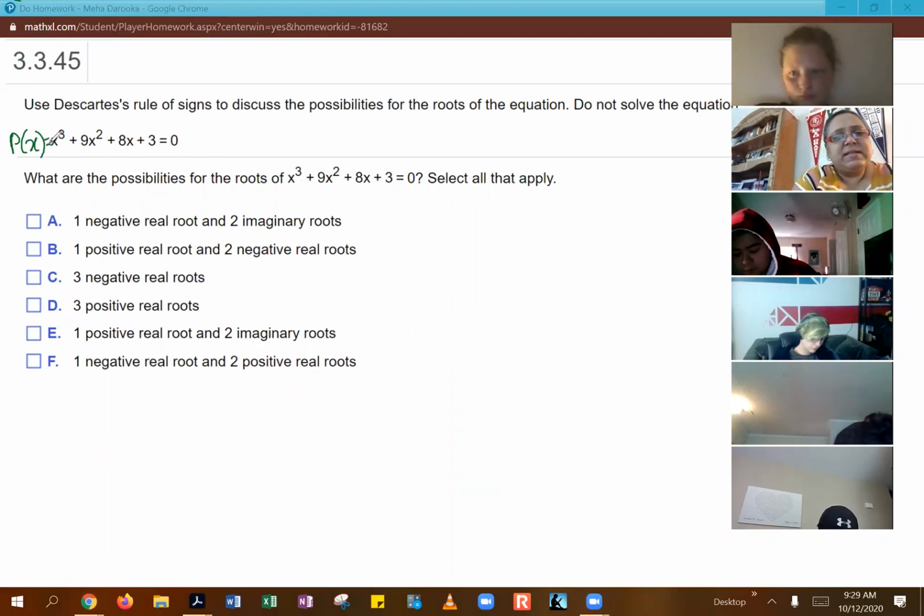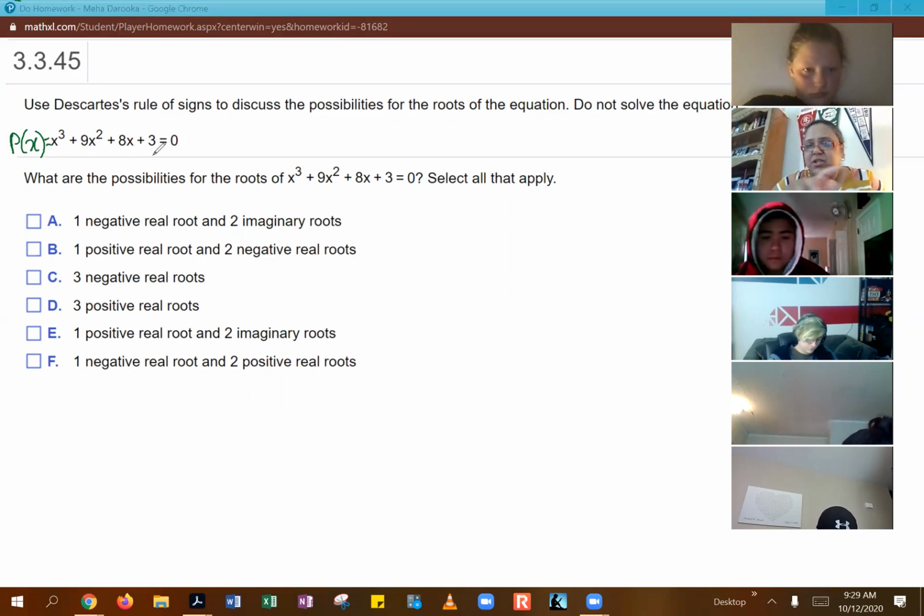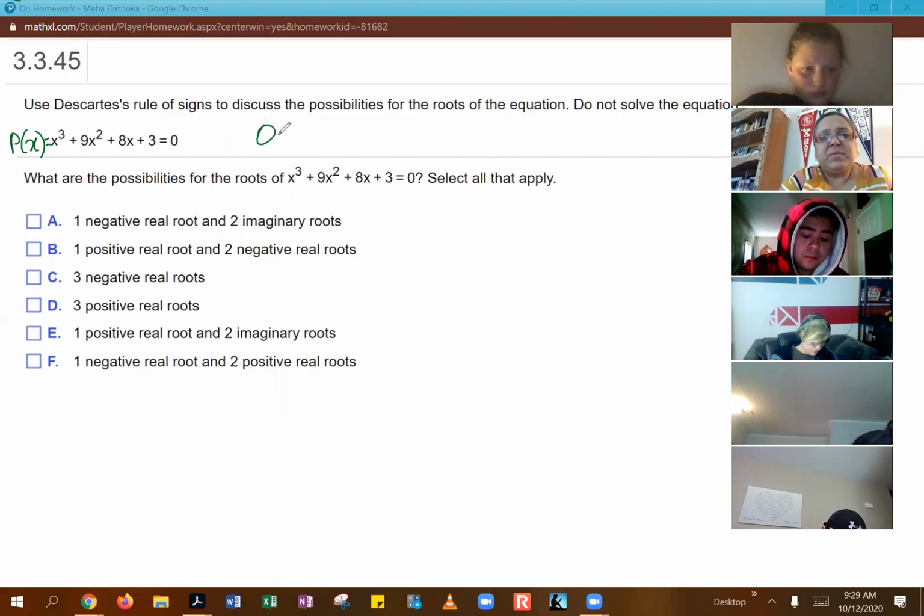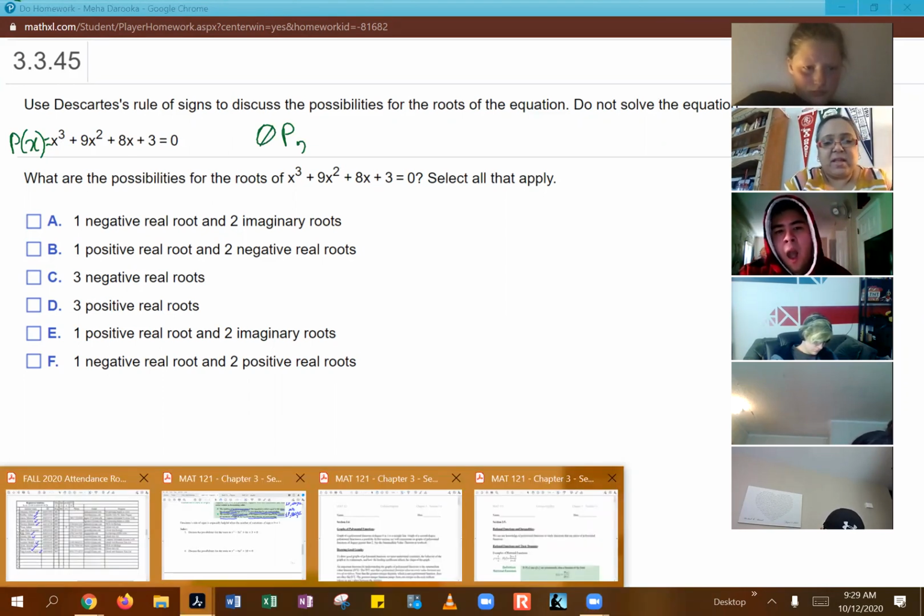So if you look at this, you are going from positive x to the third to positive 9x squared to positive 8x to positive 3, right? So since all your terms are positive, we're not seeing a change in our signs. Since you're not seeing any variations in our signs, that tells us we will have 0 positive solutions. And that's actually a good thing, getting a 0, because it makes our life a lot simpler.